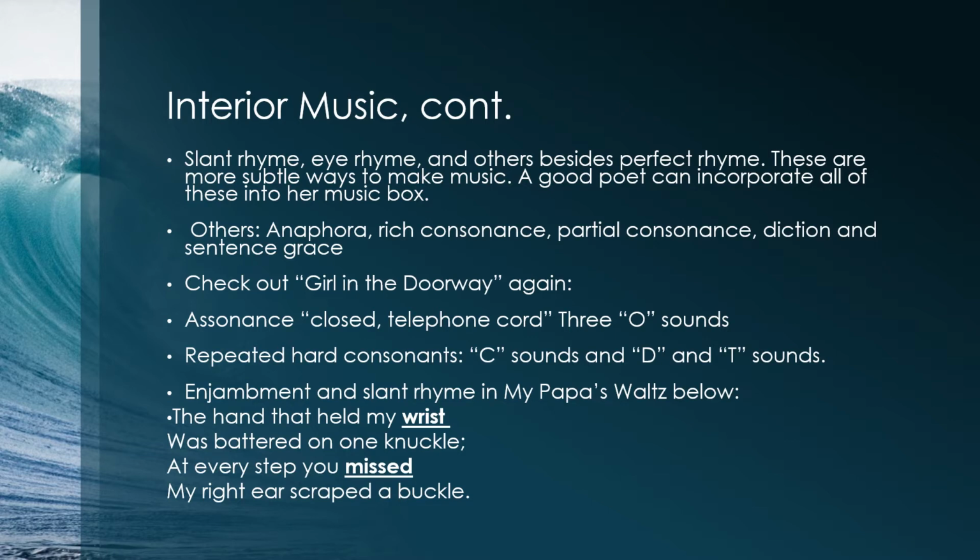Enjambment and slant rhyme in My Papa's Waltz. If you don't know what that is, take a look at how My Papa's Waltz uses enjambment and slant rhyme here instead of just perfect rhyme, although I do have an example of perfect rhyme. The hand that held my wrist was battered on one knuckle. At every step you missed, my right ear scraped a buckle.